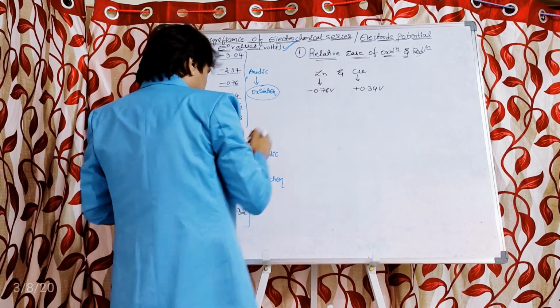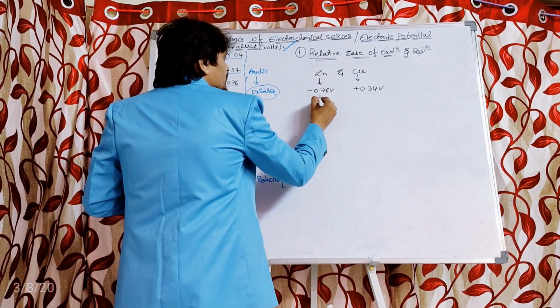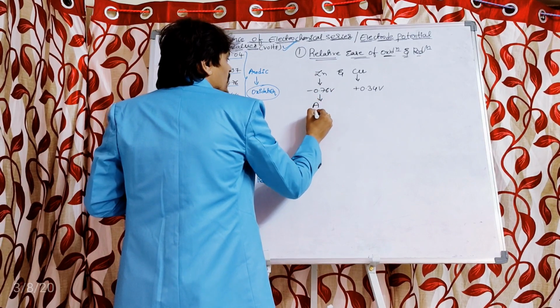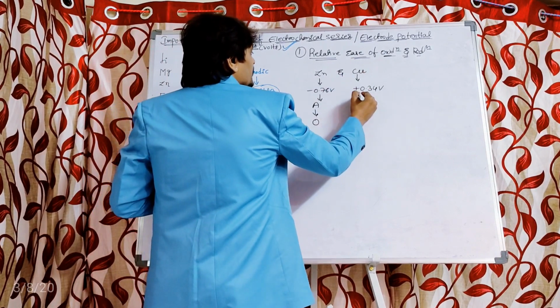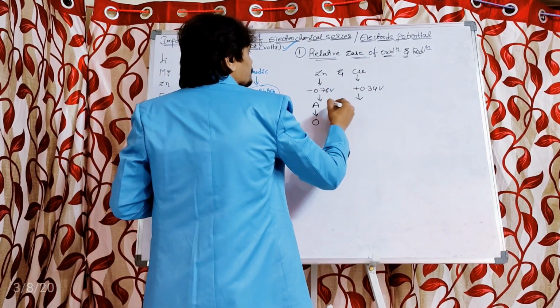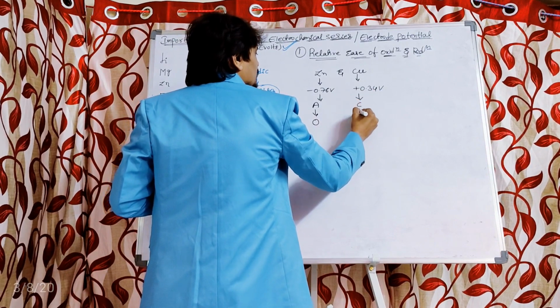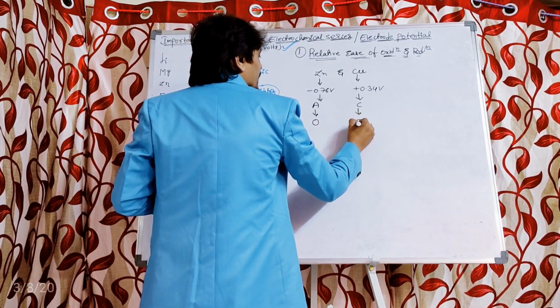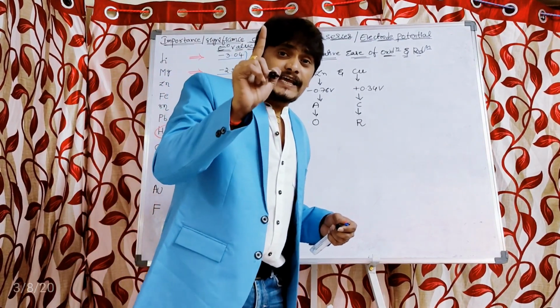Since zinc is associated with a negative standard reduction potential value, it acts as anode and undergoes oxidation, whereas copper is associated with a positive value, so it acts as cathode and undergoes reduction. So this is case one.